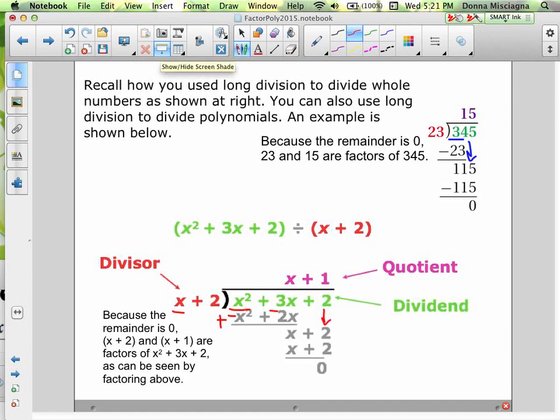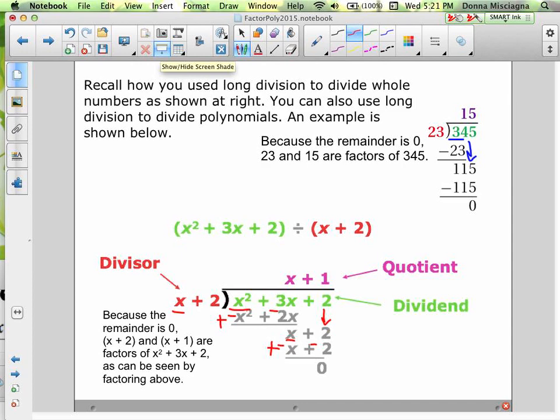Right? So what would I have to multiply x by to get x? Now I'm only going to look at that leading term. Well, I have to multiply x by 1 to get x. Right? So we put a plus 1 there. And then 1 times x gives us x. 1 times 2 gives us 2. And then we subtract, which means to add the opposite. X minus x is 0. 2 minus 2 is 0.